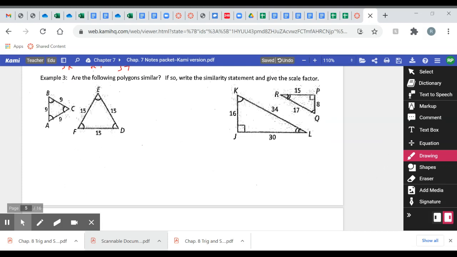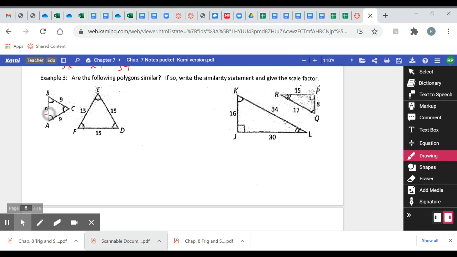All right. From there, example 3 is asking, are the following polygons similar? If so, write a similarity statement and give the scale factor. So in this particular case, if these are both equilateral triangles where all the side lengths are congruent and all the angles are congruent, then if we want to see if they are similar or not, again, corresponding angles are congruent. We can see that because all of those angles must be 60. Corresponding side lengths are congruent.